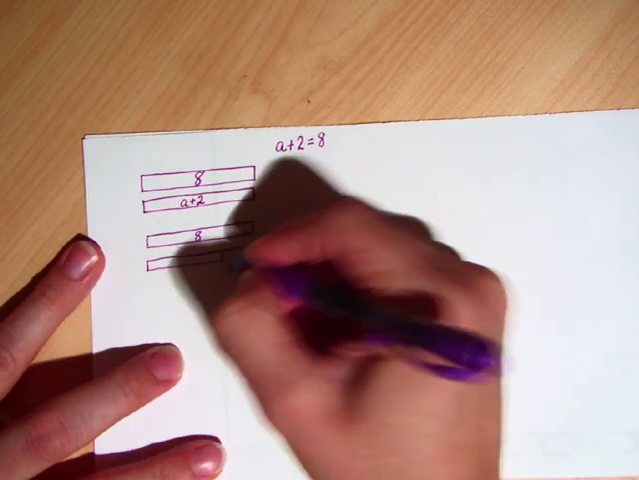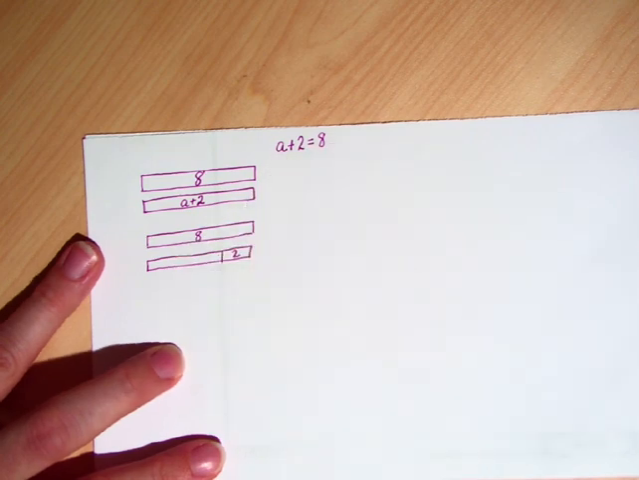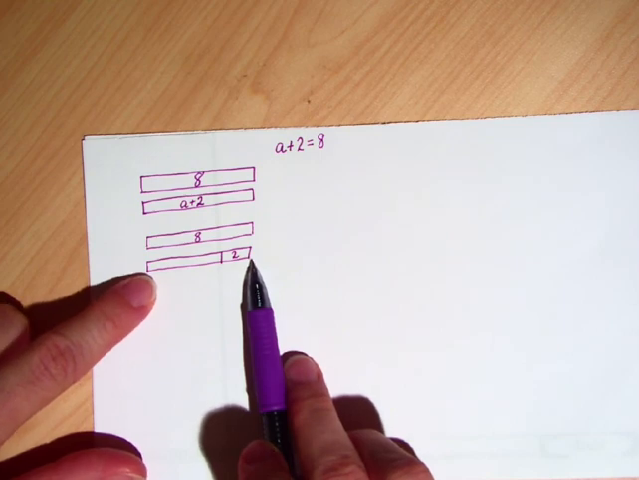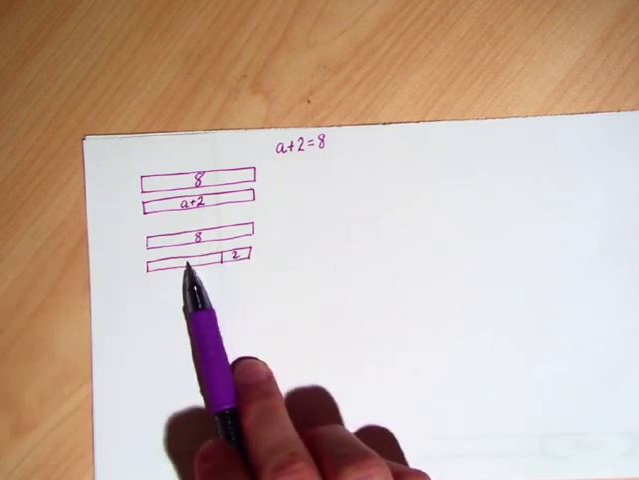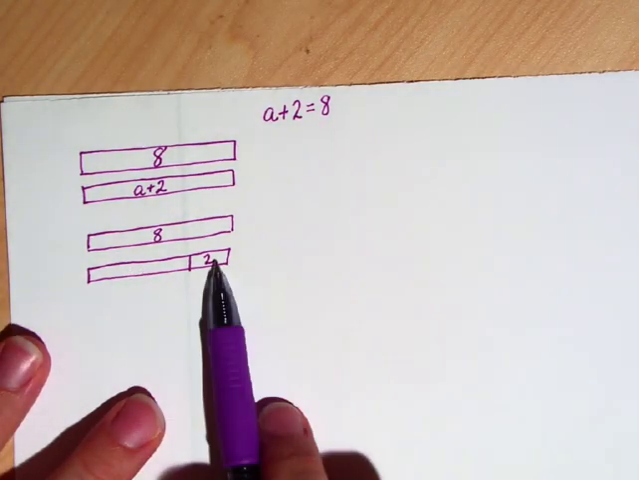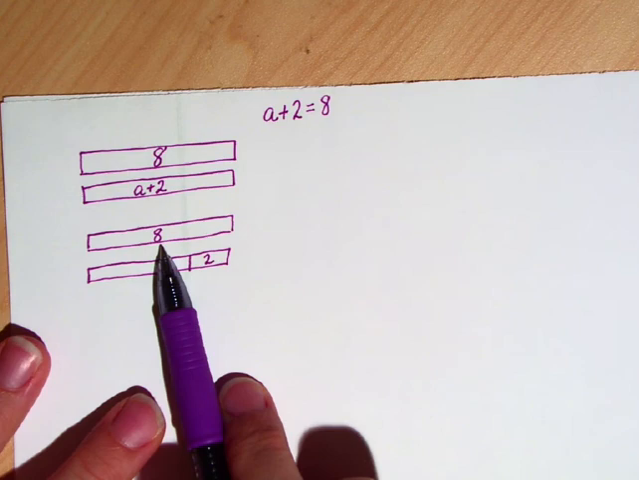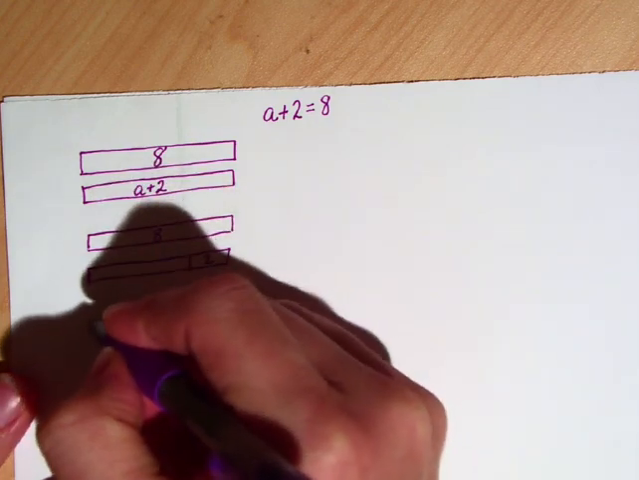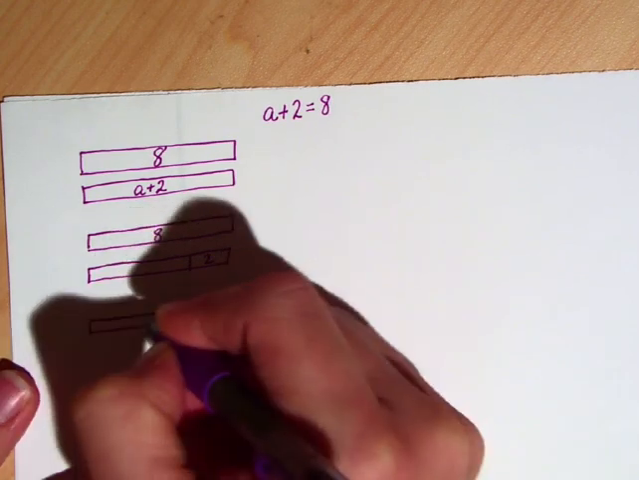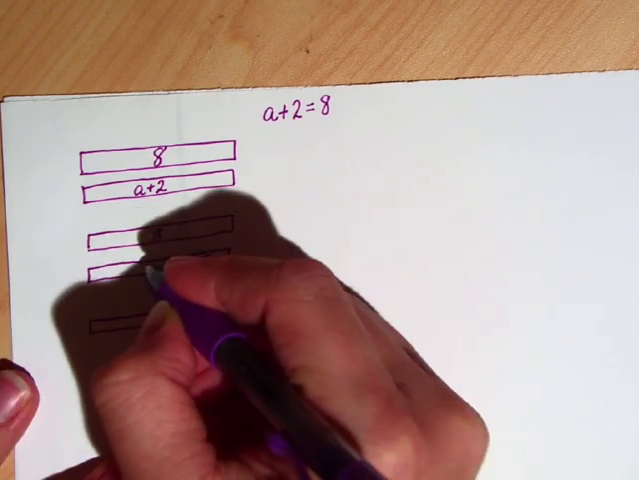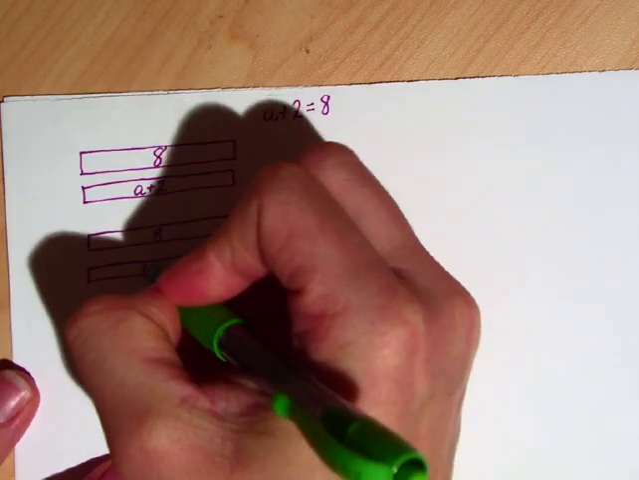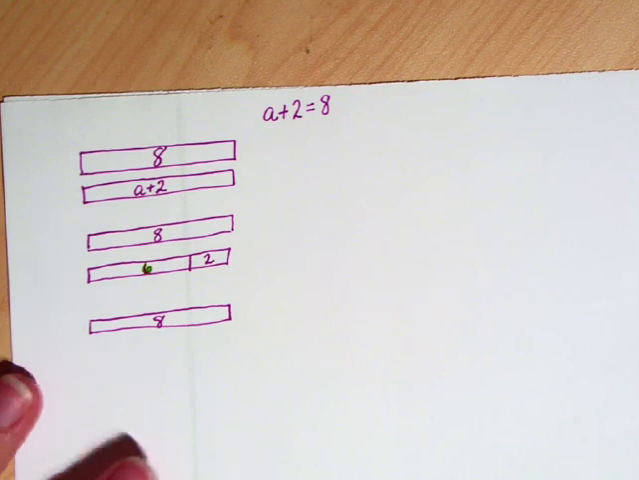This part is 2. Now, if we look at this, we know that this whole thing is 8. We need to know what this part is. This part is what goes with 2 to make 8. Okay, let's look at one more set. We know that 6 goes with 2 to make 8, and I'm going to mark that in a different color here. We know that 6 goes with 2 to make 8.